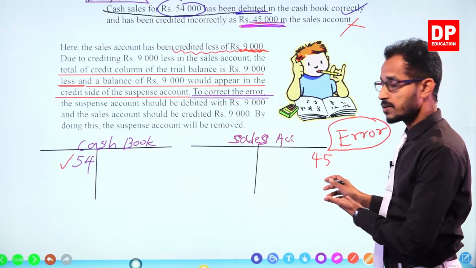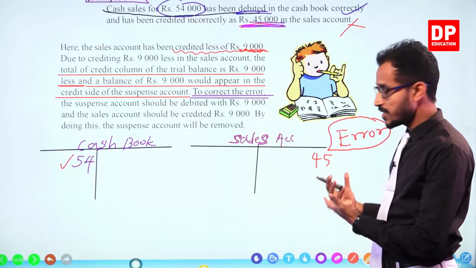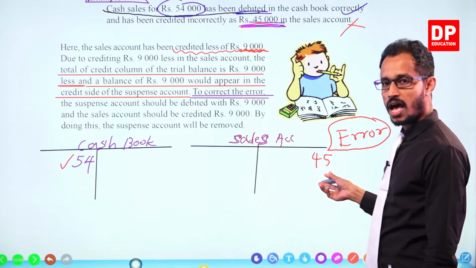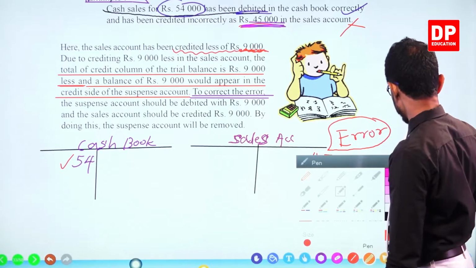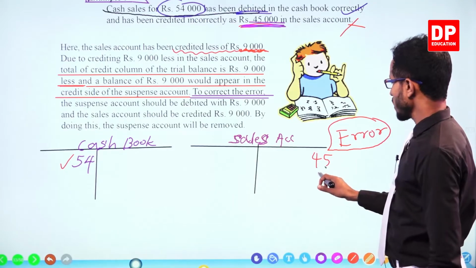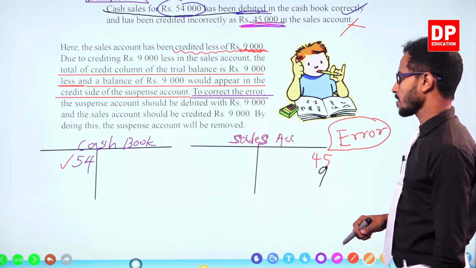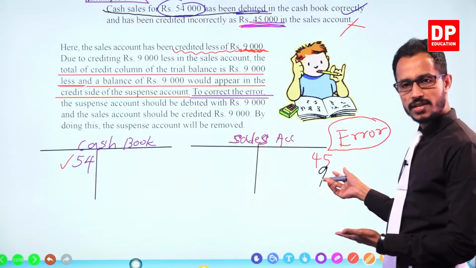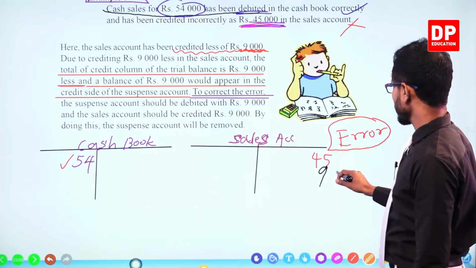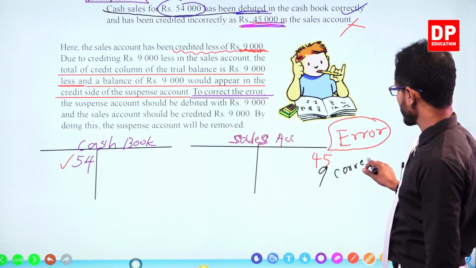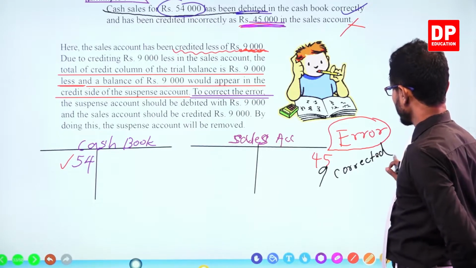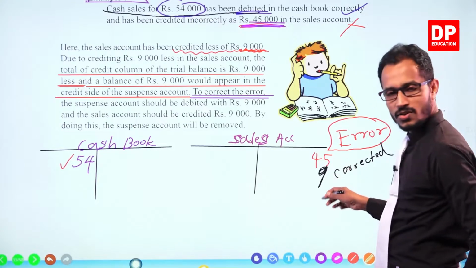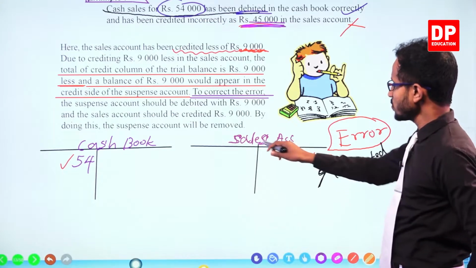What is the mistake? What is the wrong thing here? The credit side is lesser. How much? 9,000 is less. So you enter that 9,000 here on the credit side. Now the error is corrected with this 9,000. But you entered only one entry, in the sales account.